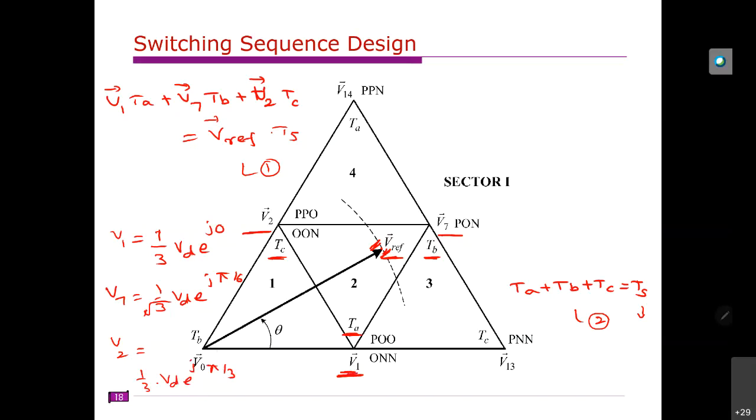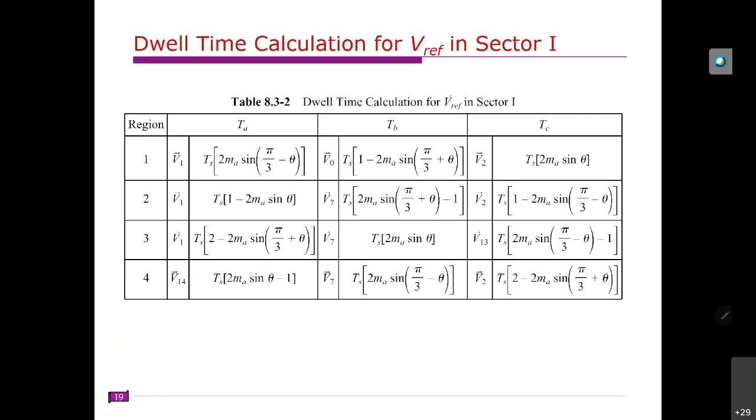V1, V7 and V2 are known to you, so you need to substitute them in this equation. Along with these equations, you need to solve for Ta, Tb and Tc. Once you solve this, you'll get the values for Ta, Tb and Tc in this format.